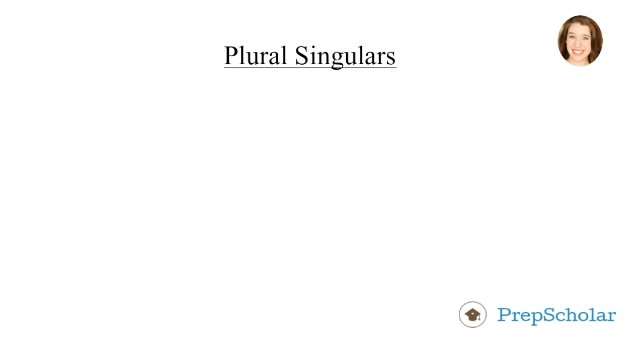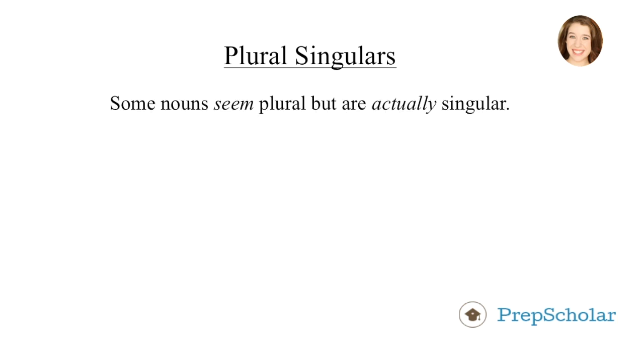So the first kind of tricky problem that you will probably run into is called the plural singular, which I know sounds kind of weird, so we'll break it down a little bit. This refers to some nouns that seem plural, but are actually singular. This just means we have to think really, really carefully about whether or not a sentence is talking about one thing or many things.